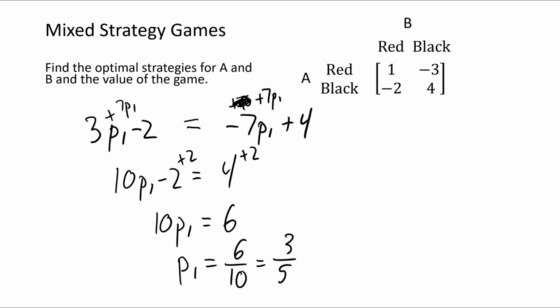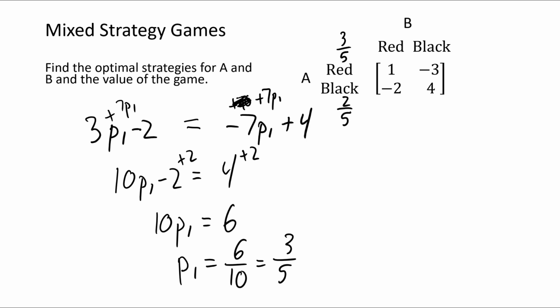So what that tells us is that player A should choose the red card 3/5 of the time. So what that means is if player A is going to play this game 5 times, then they should choose the red card 3 of those times. The best choice would be to randomly select which 3 of those times, but their best strategy is to pick the red card 3 out of the 5 times, which also means that they would choose the black card 2 out of the 5 times because that's their only other option. So they're going to choose black 2/5 of the time. So that's the 1 minus p1 part.